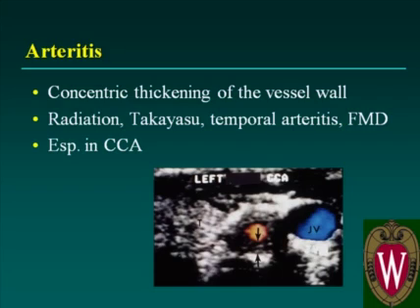At times, instead of focal plaque, you'll see a concentric thickening of the vessel wall, and there are several things that can give this appearance: radiation, Takayasu arteritis, temporal arteritis, and fibromuscular dysplasia. Frequently, this is seen in the common carotid artery. You can see in this image the wall thickening here that surrounds the carotid artery. In this case, the patient had Takayasu arteritis, which involves the major vessels from the aorta.